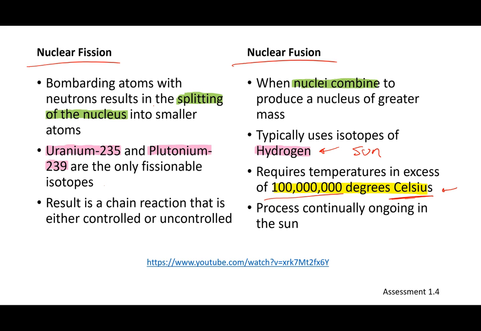And lastly, nuclear fission results in a chain reaction, like you saw in that picture earlier, that is either controlled or uncontrolled, like I said. And nuclear fusion, however, is a process continually ongoing in the sun. Okay, this video you can watch, and it will further explain the difference between nuclear fission and fusion, and it should help prepare you for assessment 1.4, which is to come later in the module. Okay, if you have any questions, let me know. Otherwise, thanks for watching.